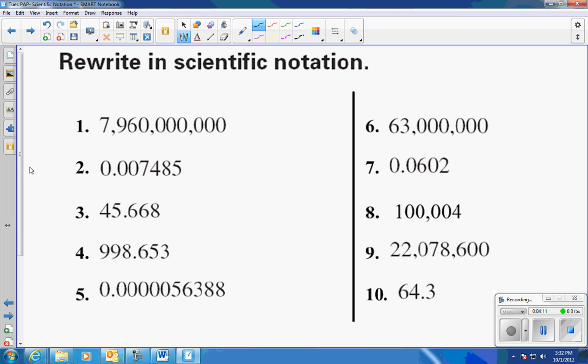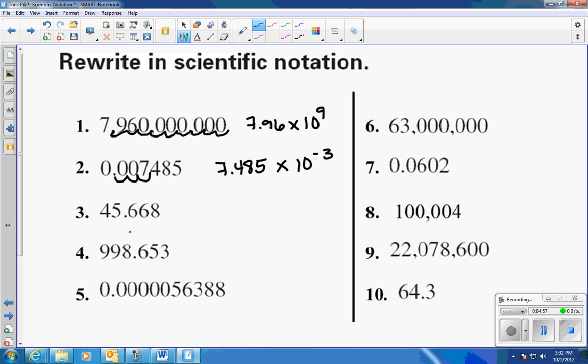Now we're going to go the opposite direction and rewrite in scientific notation. So remember that my front number has to be between 1 and 10. So 1, 2, 3, 4, 5, 6, 7, 8, 9. So 7.96, ditch all the zeros, times 10 to the 9th power. Now I made it positive because this was a really big number that I was making smaller. This is a really small number that I'm going to make bigger, so this exponent should be negative. 1, 2, 3, and I stop there because remember that number has to be between 1 and 10.